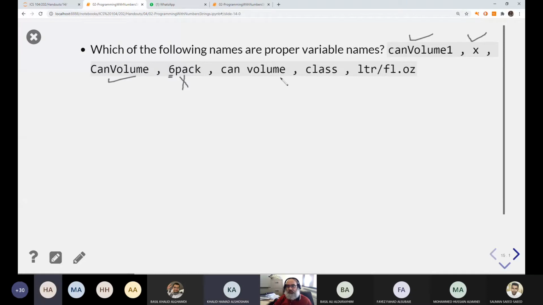No, not proper. Why not? Because of the space. There is a space between the words. You cannot have a space, so this is not right.